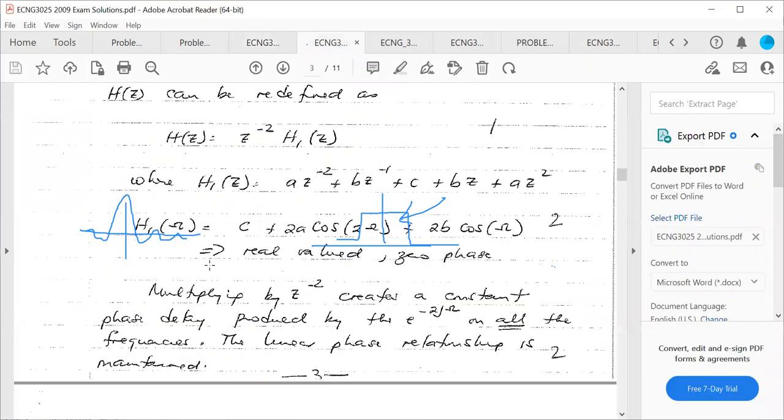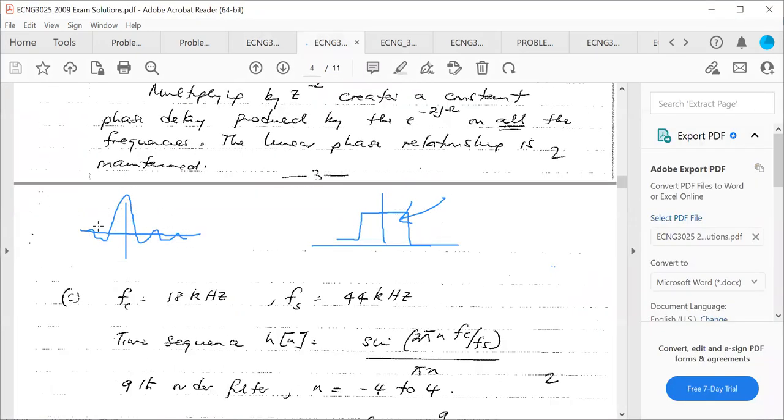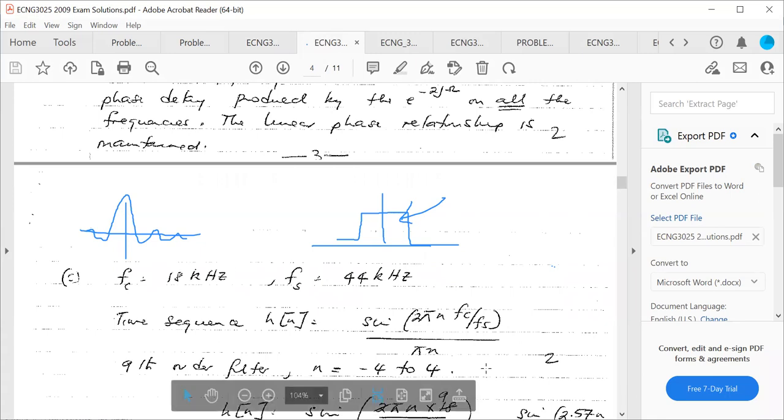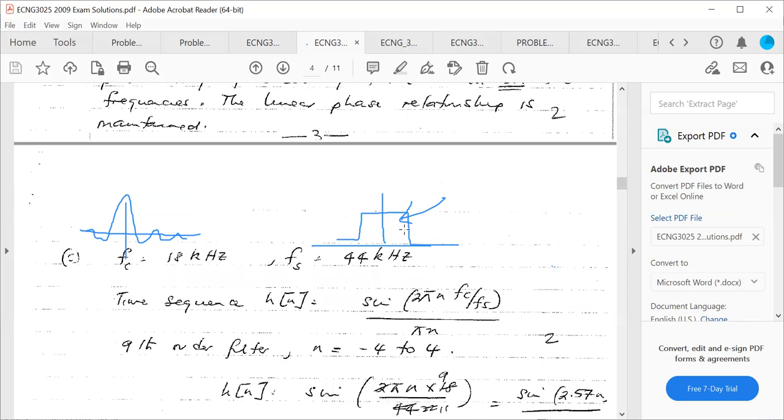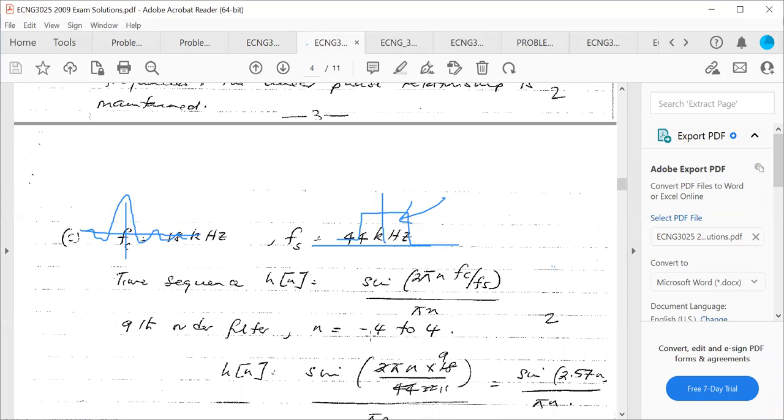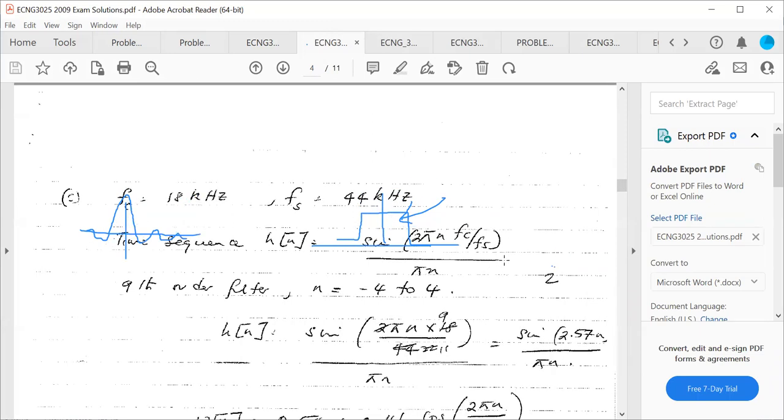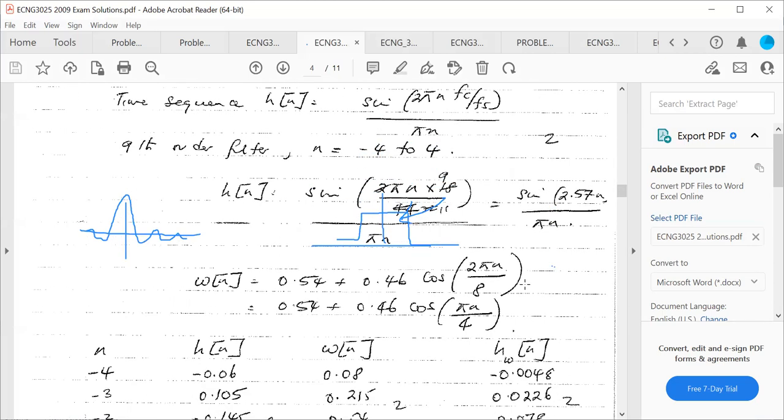So when you go back here now, the time sequence is a sinc function, because the ideal frequency response looks like this. So the time sequence that produces that is a sin x over x function. And the sin x over x function that I told you all to remember was h(n) equals sin(2 pi n fc over fs) over pi n. It's a ninth order, so n is running from minus 4 to 4. And I asked you all to remember this particular bit.